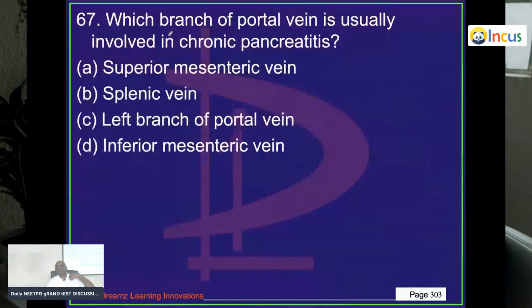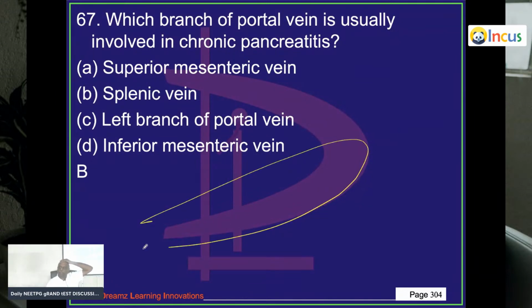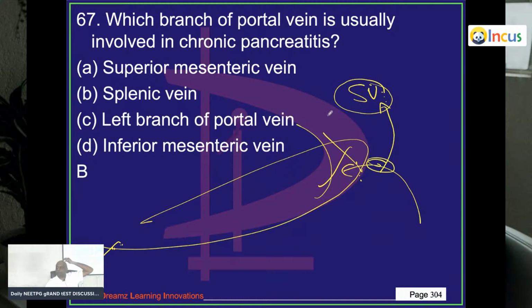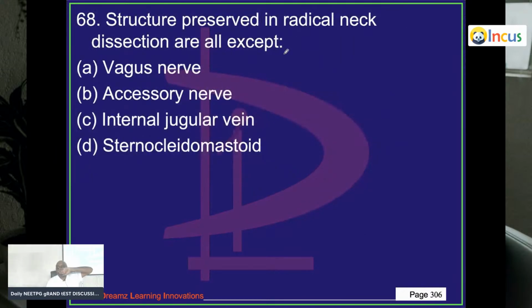In chronic pancreatitis, which branch of portal vein? Splenic vein. Because if you look at the tail of pancreas, this is in relation to the splenic vein. Any pancreatitis will cause inflammation and lead to splenic vein thrombosis. When splenic vein thrombosis occurs, what will happen? The greater curvature of the stomach develops varices, classically. Radical neck dissection, come on. Oh, beautiful.